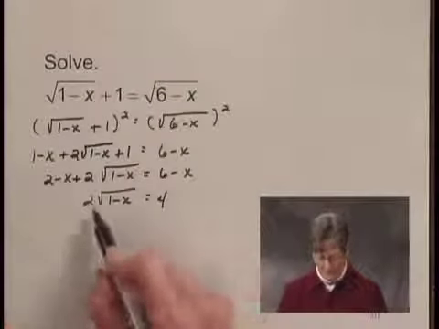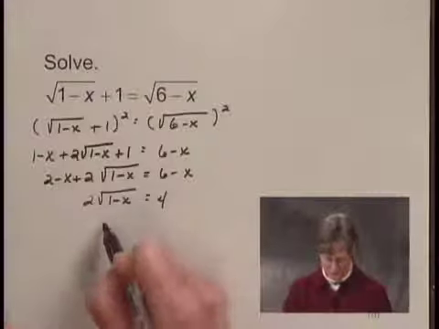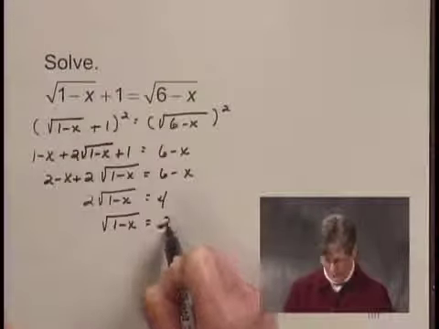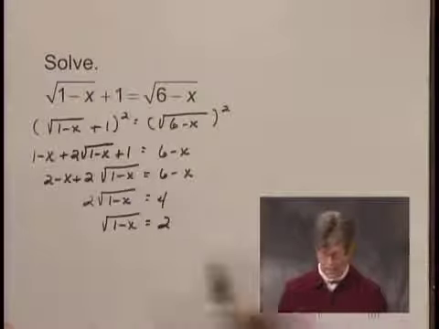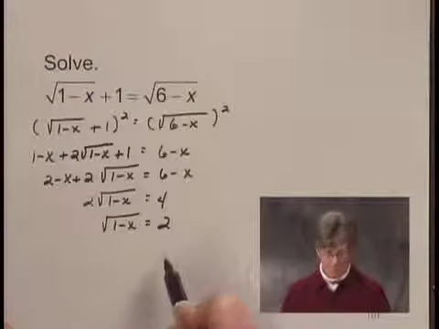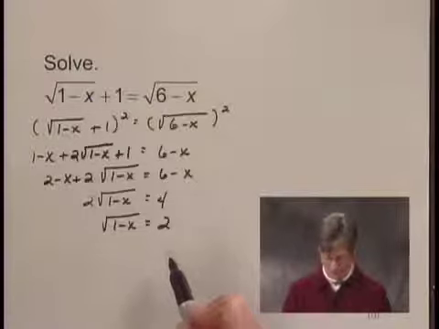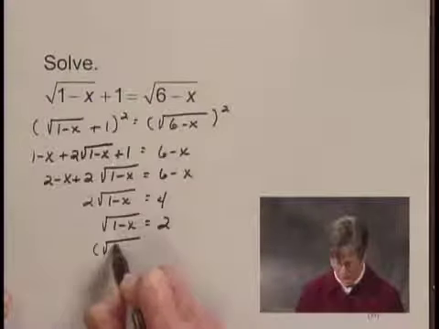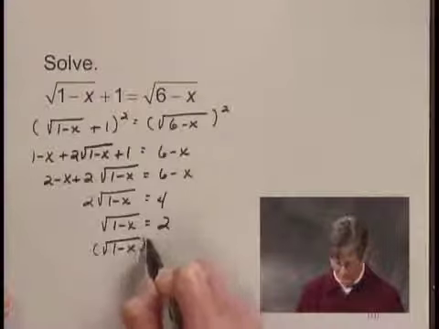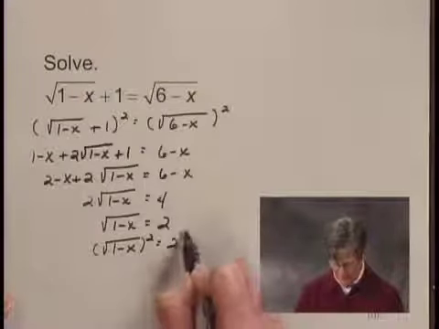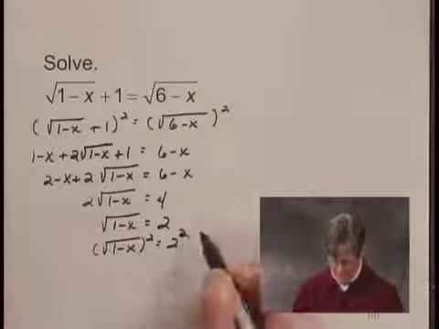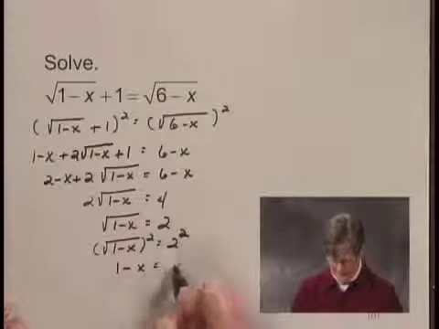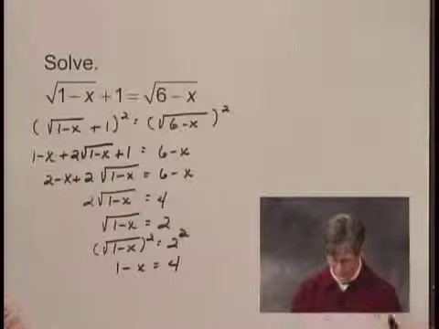Now I'm going to divide both sides by 2. And when I do that, I get the square root of 1 minus x equals 4 divided by 2, or 2. And now I need to use the principle of squaring again to eliminate the radical. And when I do that, I have the square root of 1 minus x squared equals 2 squared. The square root of 1 minus x squared is 1 minus x, and 2 squared is 4.